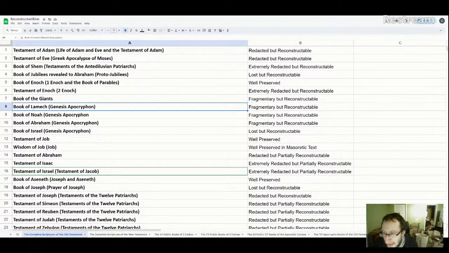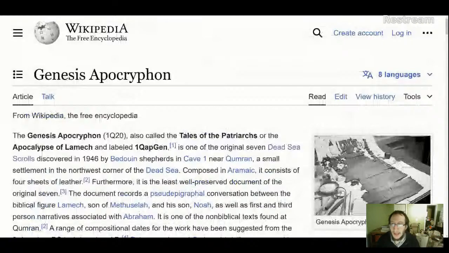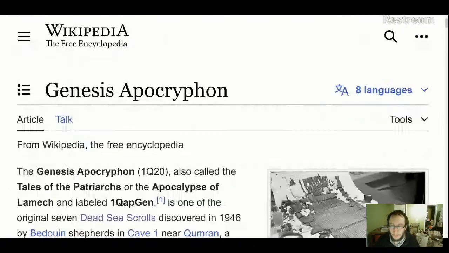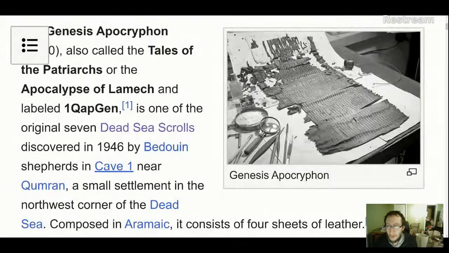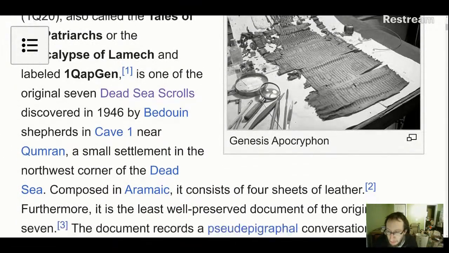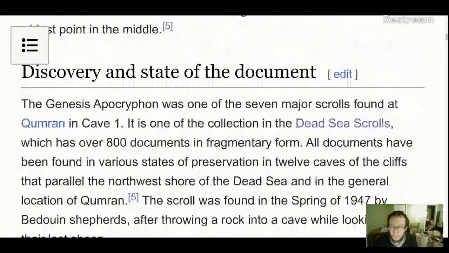So next we have the book of the Genesis Apocryphon. So first of all, let's look at Genesis Apocryphon and see what scholars have to say about that. Let me zoom in for you guys so you can see here. So this is one of the original Dead Sea Scrolls, found in Cave 1.